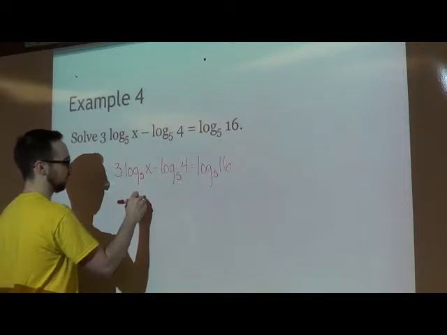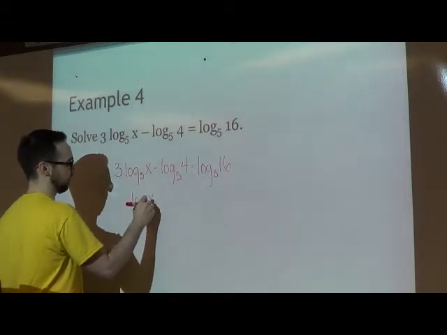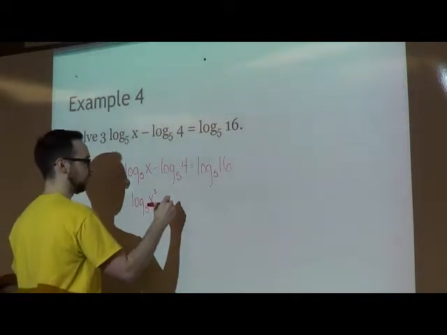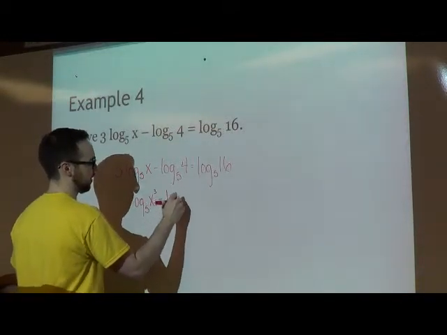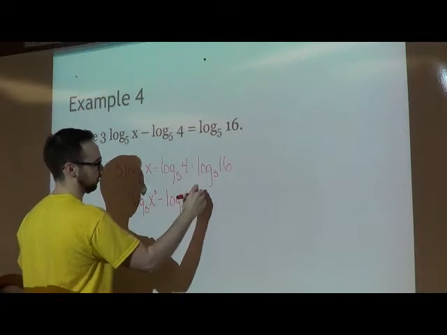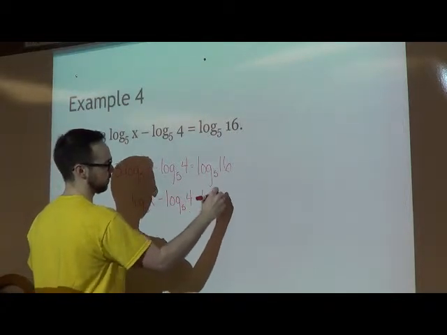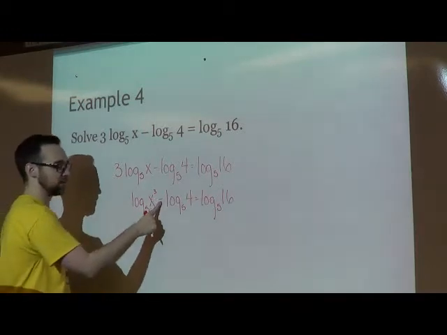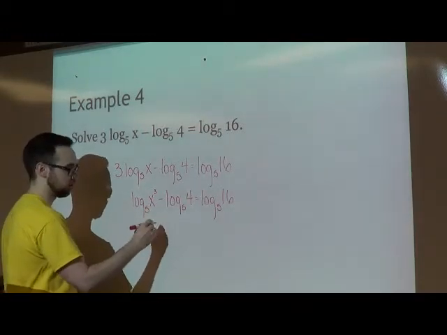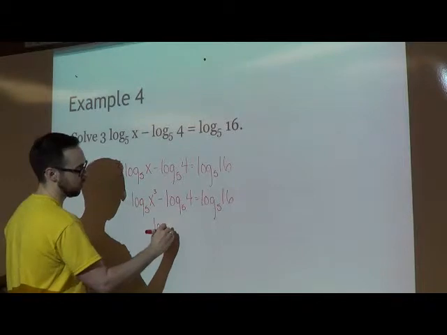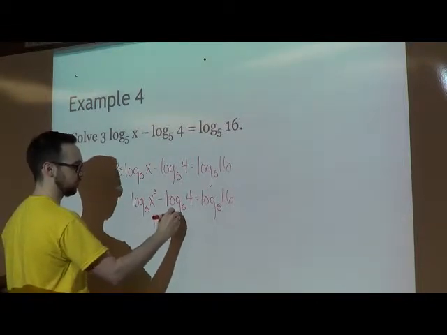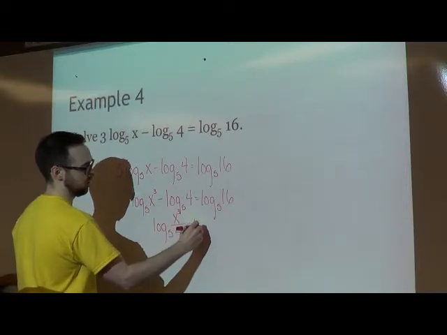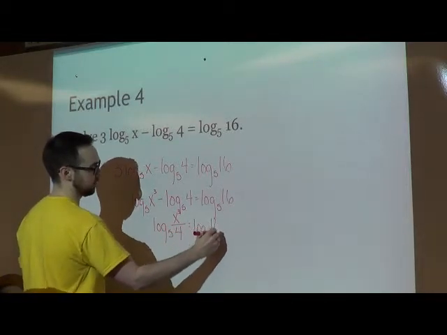So this becomes log base 5 of x cubed minus log base 5 of 4 is equal to log base 5 of 16. So the only thing I changed was making this the exponent. Now the subtraction means division. So I can rewrite this as one logarithm: log base 5 of x to the third divided by 4 is equal to log base 5 of 16.